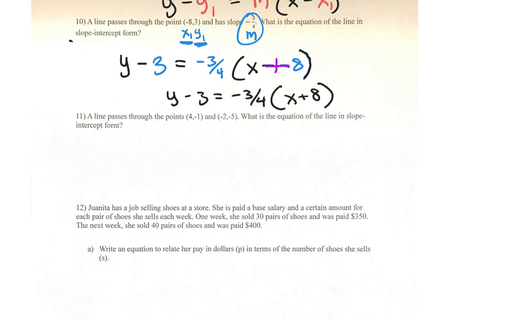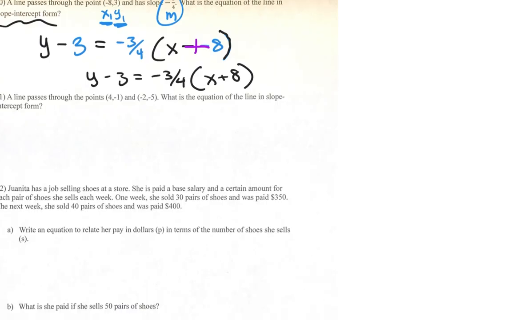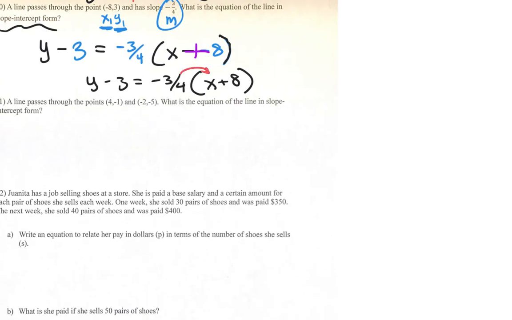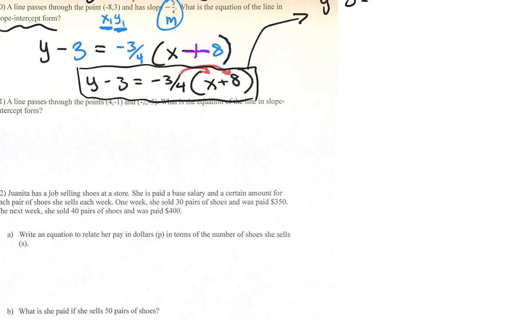That would be cool, but it says it wants it in slope-intercept form, so I'm going to have to do a couple things. First, I'm going to have to distribute. So I'm going to finish my work over here. So y minus 3, and let's distribute, negative 3/4 x. And negative 3/4 times 8, you could use your calculator, or you could just say 8 times 3 is 24, it's negative, so negative 24. And the bottom is a 4, so I'll have negative 24 over 4.